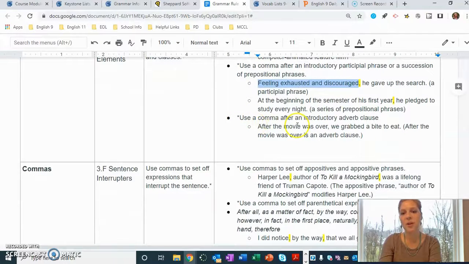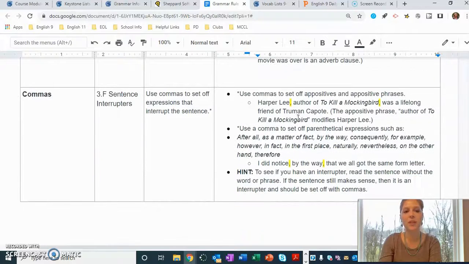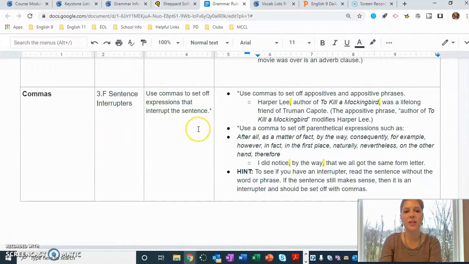And then use a comma after an introductory adverb clause. So again, this is a dependent clause. After the movie was over, comma. So those dependent clauses and introductory phrases use a comma after. F, use a comma to set off expressions that interrupt the sentence.